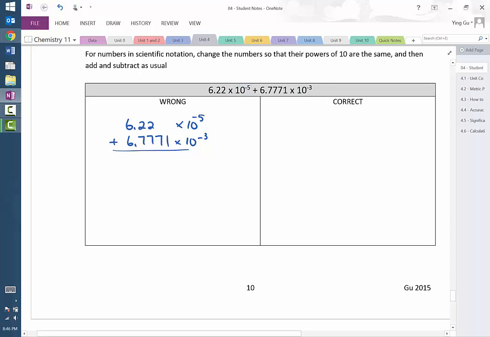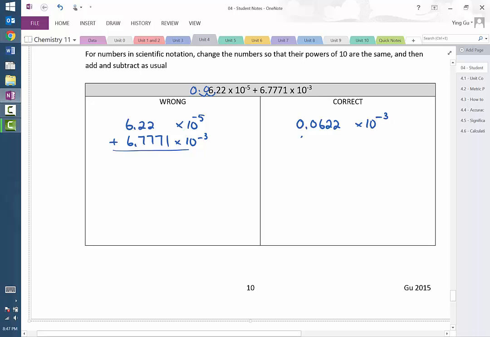Well, right now, 6.22 times 10 to the negative 5, the negative 5 says this number's decimal place is actually shifted over 5 times to the left. If I want this number to be shifted over only 3 times, that means I have to actually move the decimal over twice myself, which means that this is going to be 0.0622 times 10 to the negative 3. Okay, so we get 0.0622 times 10 to the negative 3.